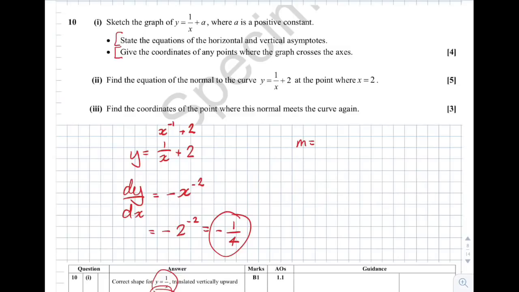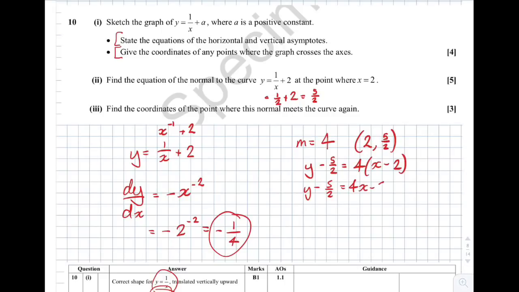So we know that the gradient will be, if we flip a quarter, we get 4, but it's going to be plus. So the gradient will be 4. Now we know x is 2. What we don't know is the y coordinate. So to do that, let's sub in 2 into here. So we'll have a half plus 2, which is 5/2 or 2.5, whichever you like. I prefer fractions, so I'm going to leave it like that. And so using y minus y1 equals m times x minus x1, we've got y minus 5/2 equals 4 times x minus 2. So y minus 5/2 equals 4x minus 8. So y will equal 4x minus 11/2, or minus 5.5 for people who like decimals.